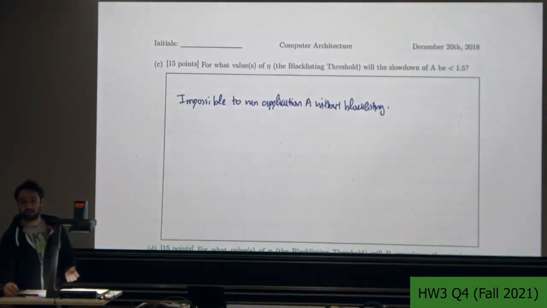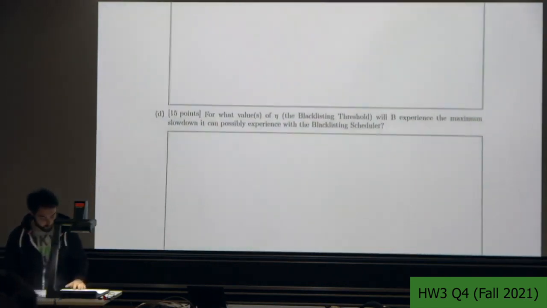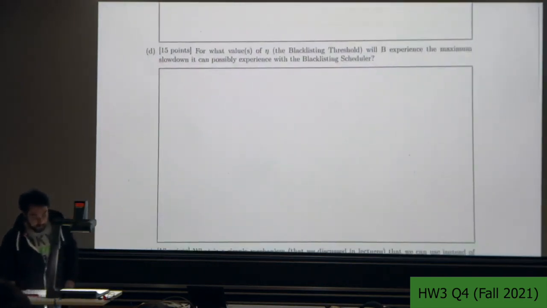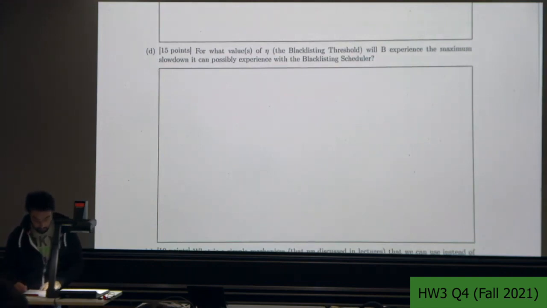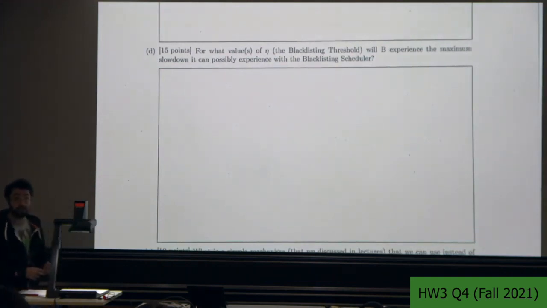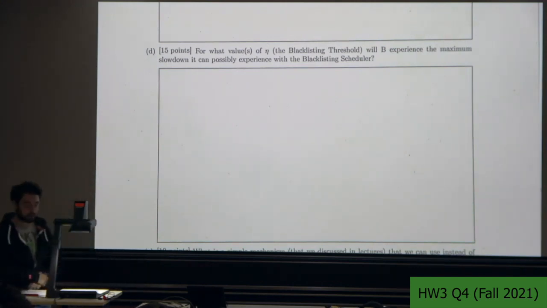If n is greater than 0, right? This is an easy question, I think. So, for what values of the blacklisting threshold will we experience the maximum slowdown from the blacklisting scheduler? You know that if n is greater than 6, as we discussed, or is equal to 1 or is equal to 0, then you have the same slowdown as FRFCFS.